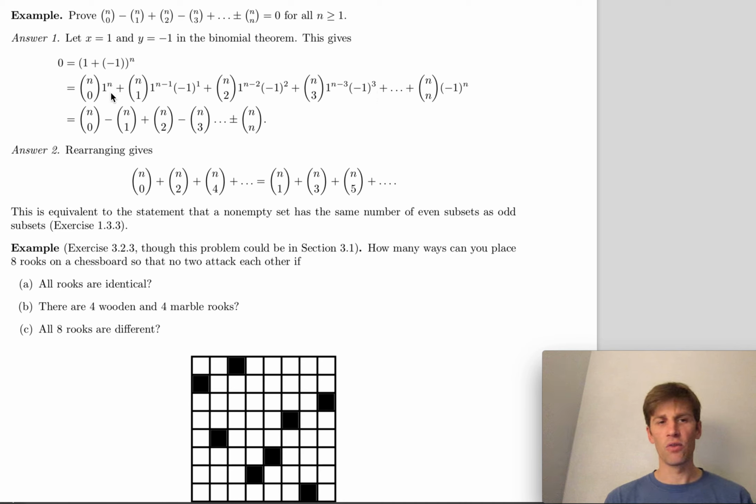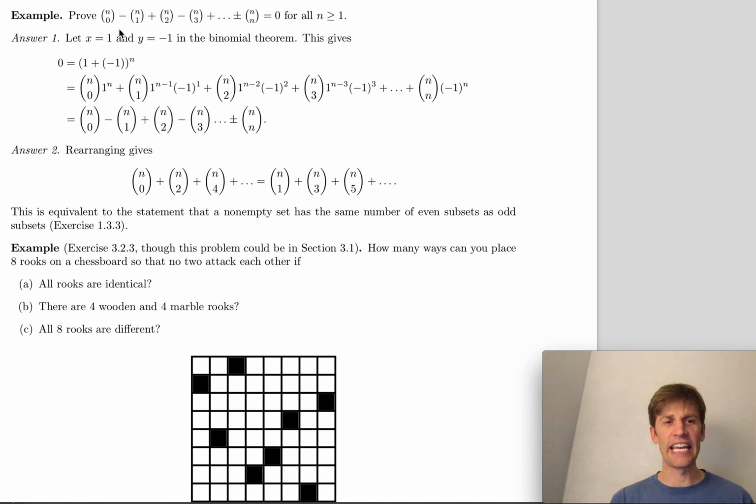When I take negative 1 to the 0th, first, second, third power, that just gives me plus, minus, plus, minus. So I have n choose 0 minus n choose 1 plus n choose 2 minus n choose 3. The signs keep on alternating until I end at n choose n. Okay, this might look unfamiliar. However, we've actually seen this before.